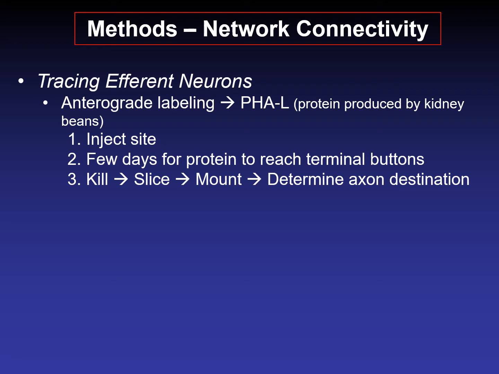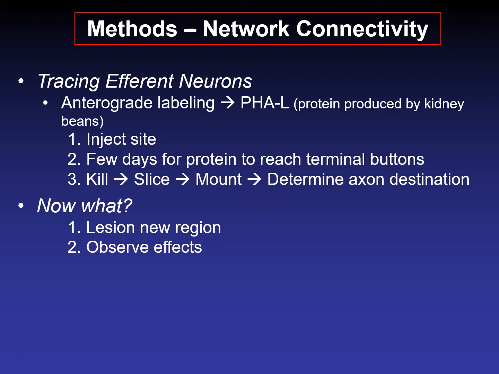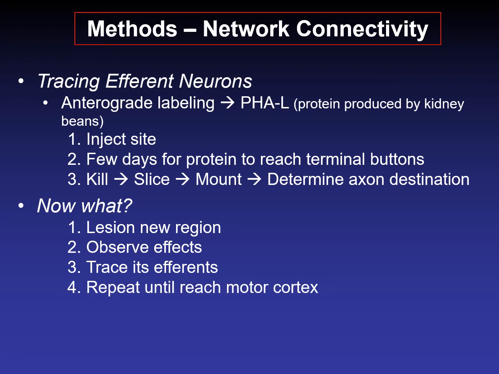So now we know that not only is the hippocampus necessary for memory, but that it's probably working in conjunction with the posterior parietal cortex to do that memory processing. But it's likely that the posterior parietal cortex is doing something slightly different than the hippocampus is. So what do we do now? We create lesions in the posterior parietal cortex. We observe the effects of those lesions on the behavior of a new set of animals. And then we trace that brain region's efferent connections and we repeat this until we reach the motor cortex, which would be the output of the entire memory system.